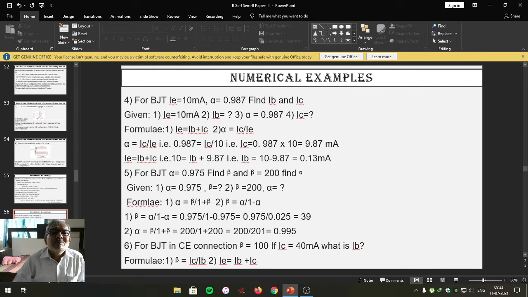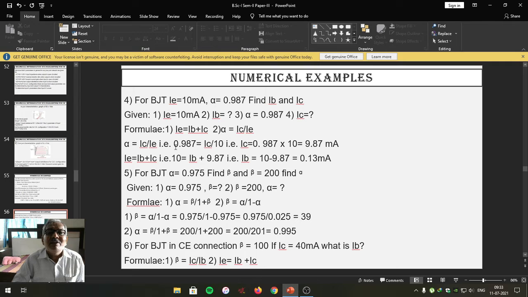For BJT, no configuration is given here. For BJT, IE is equal to 10 milliampere, alpha is equal to 0.987. Find IB and IC. Both are required to be calculated. So write the given things. IE is equal to 10 milliampere, IB is to be calculated, alpha is given, IC is to be calculated. Formula used is again the same. IE is equal to IB plus IC and alpha is equal to IC upon IE. Use alpha is equal to IC upon IE.